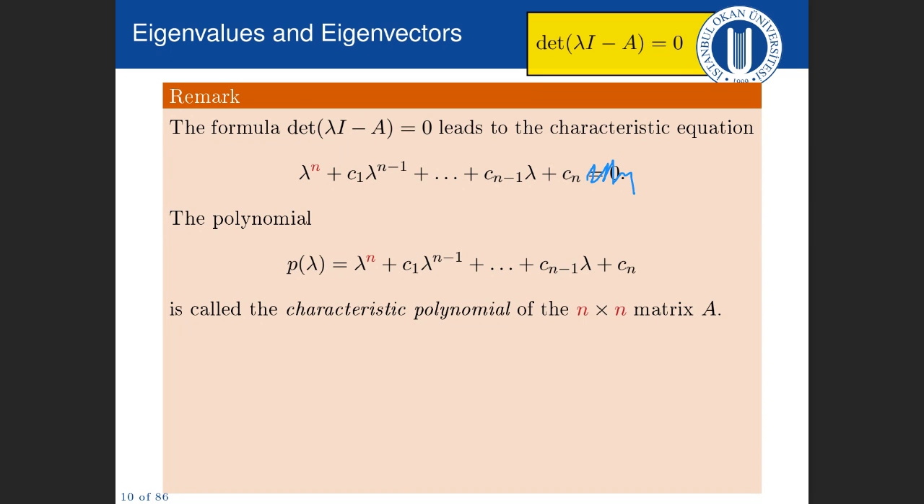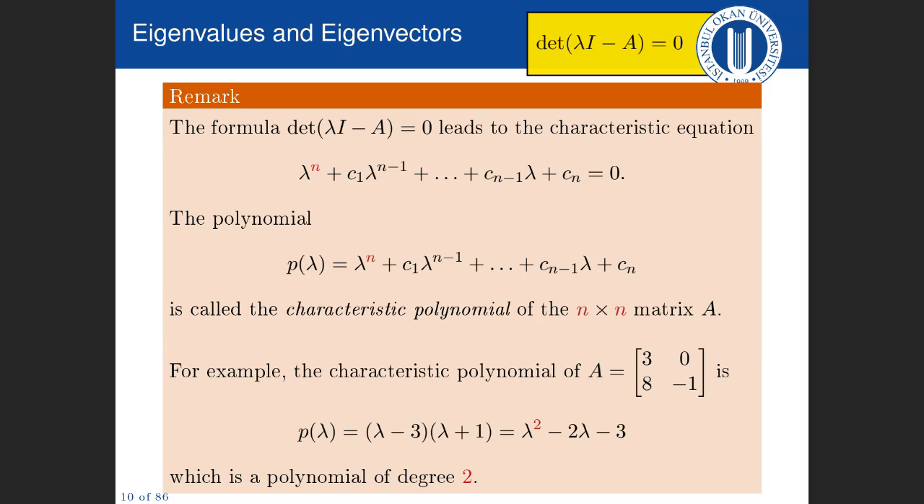You'll notice I've put the n's in red. If we have an n by n matrix, then our characteristic polynomial will be an nth degree polynomial, and our characteristic equation will be an nth degree polynomial equal to 0. For example, the one we've just done, the characteristic polynomial of the matrix 3, 0, 8, minus 1 is lambda squared minus 2 lambda minus 3. And that's a polynomial of degree 2. Of course it is, because we started with a 2 by 2 matrix.